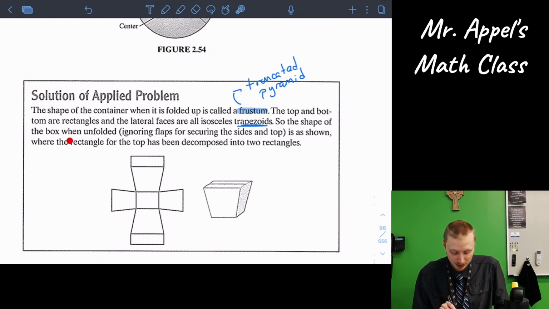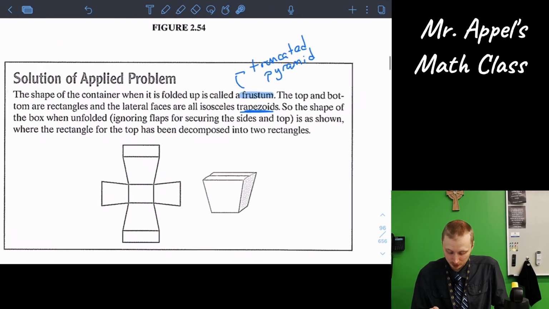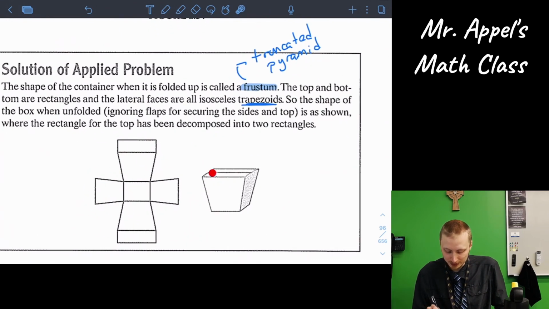So the shape of the box, when unfolded, ignoring extra flaps to secure the sides and the top, is as shown, where the rectangle for the top has been decomposed into two rectangles. We took the fact that you would still have two lids. We didn't add extra flaps to hold them shut, but we still took it as two lids that open the side. So you have half the top here, half the top there, four sides, and the bottom.